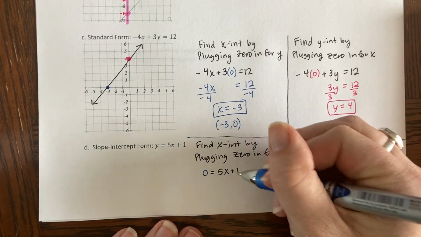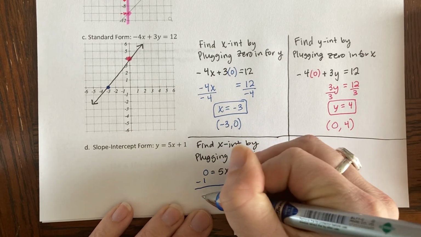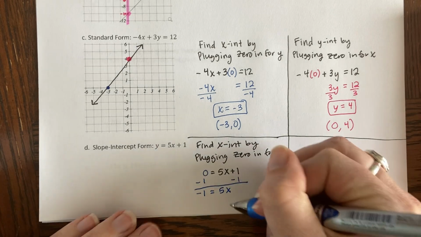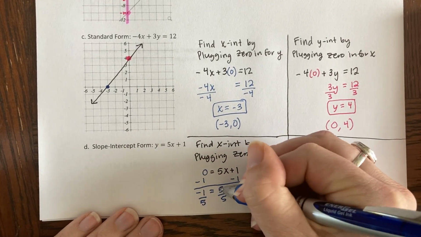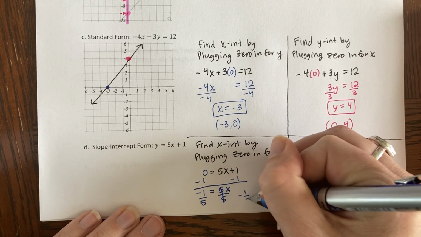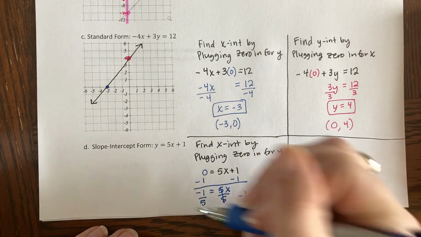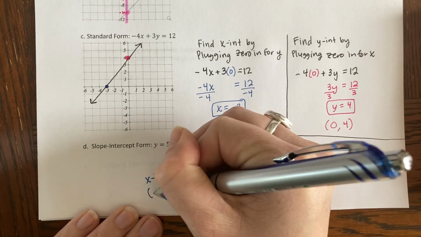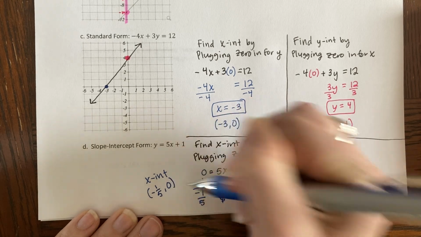I will undo the plus 1 by subtracting it. I will then divide by the 5, which gives me that x is negative 1/5. When I write it as a point, I would write it as negative 1/5, comma, 0.